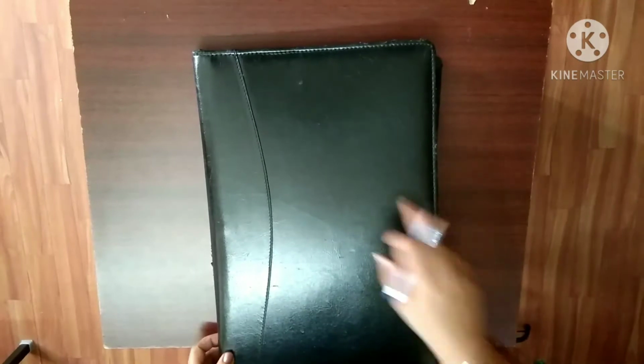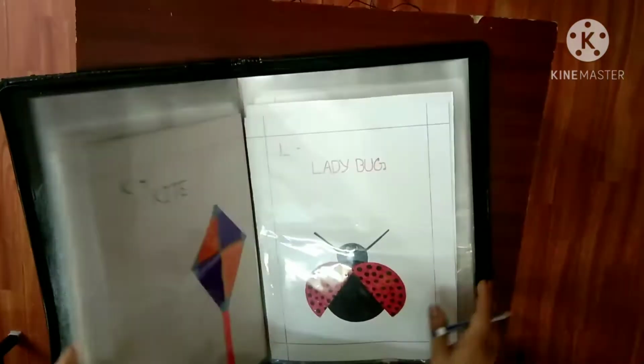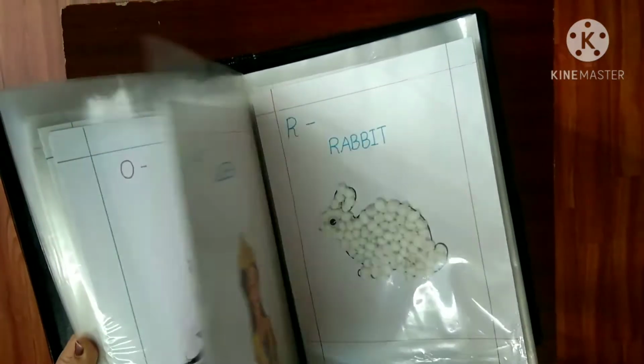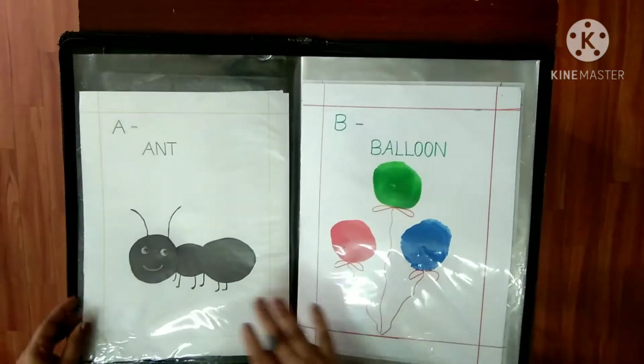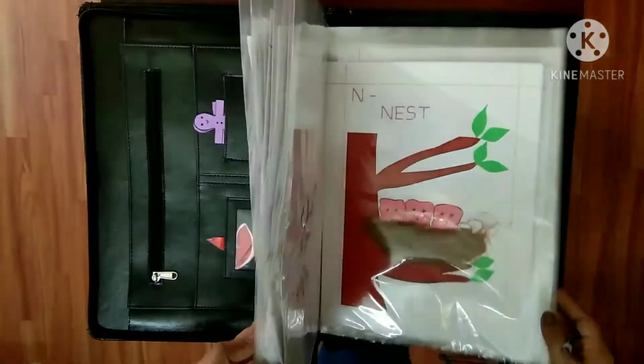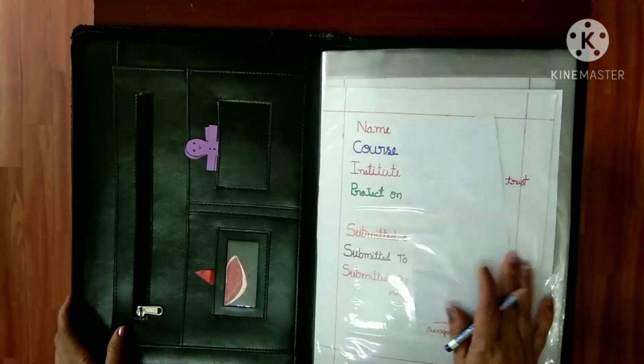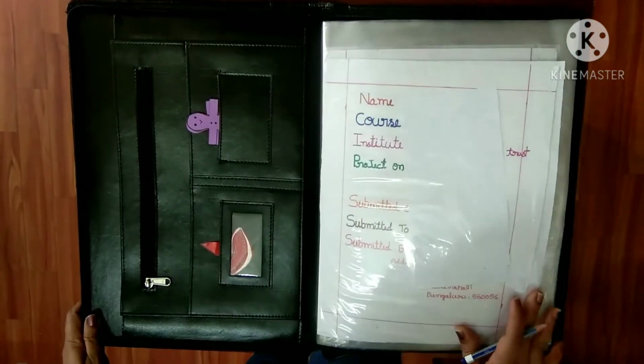So for your projects, firstly you have to buy a ziploc file like this, which has pleats like this. There are many pleats where you can insert the project. There should be a minimum of 18 to 20 pleats, and the project name is alphabet and number project.